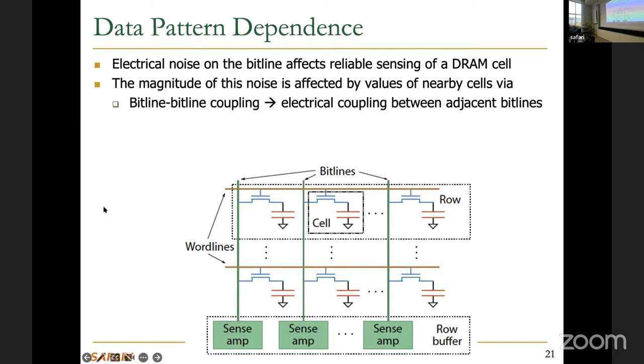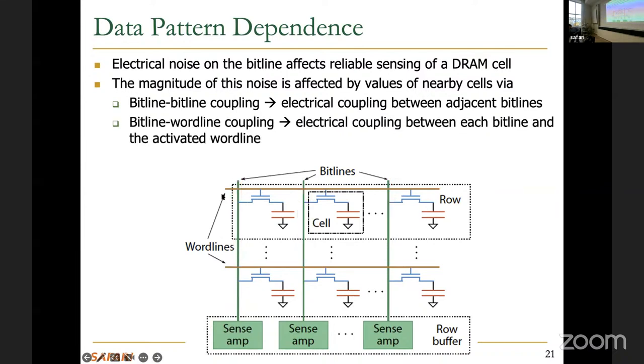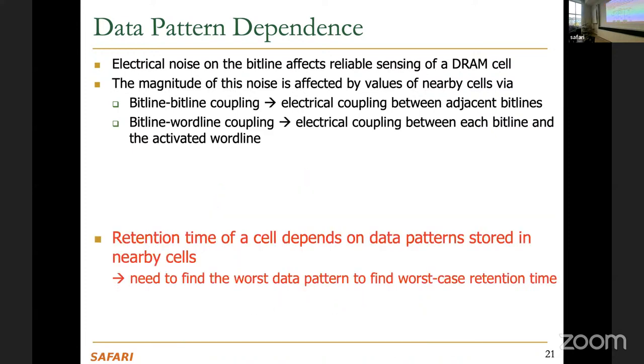Let's take a look at that. There's bit line to bit line coupling. If you're reading the cell over here, there's coupling that happens due to the perturbation when you simultaneously read the cells that are connected to the adjacent bit lines. And there's bit line to word line coupling. If you're reading the cell, there's electrical coupling between the bit line and the word line that's activated. This coupling affects the retention time as well as the values you may read. Basically, because of this coupling, the retention time of a cell depends on data patterns stored in nearby cells.